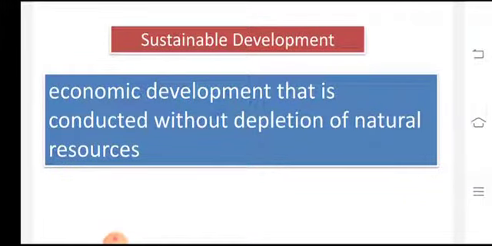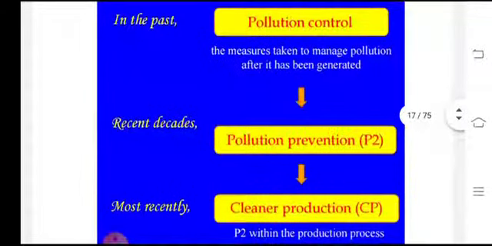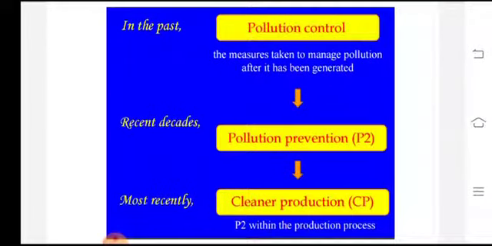So this is sustainable development: economic development that is conducted without depletion of natural resources. It is a kind of continuity in the development without compromising on our resources. We are not going to exploit our naturally existing resources, which are our fuels, our air, and our water. Everything which we have been depleting, which we have been exploiting, must be retained. So this is a better explanation of cleaner production.